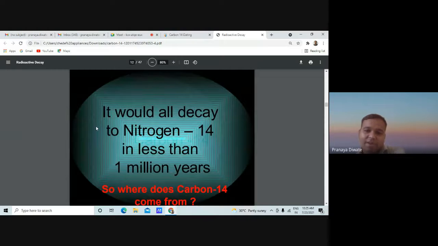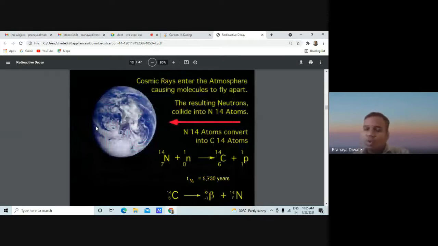So where does carbon-14 come from? Carbon and nitrogen get exchanged with each other. Cosmic rays enter the atmosphere, causing molecules to fly apart. The resulting neutrons collide into the N-14 atoms, and N-14 atoms convert into C-14 atoms.